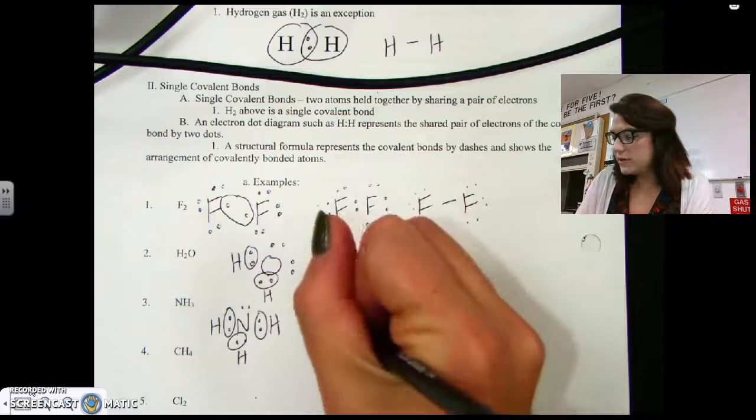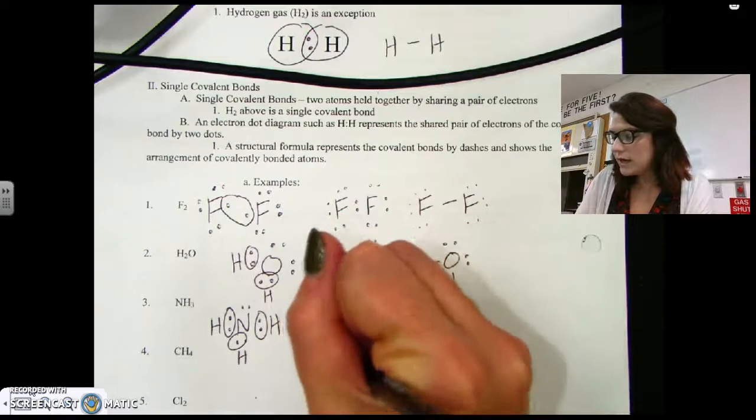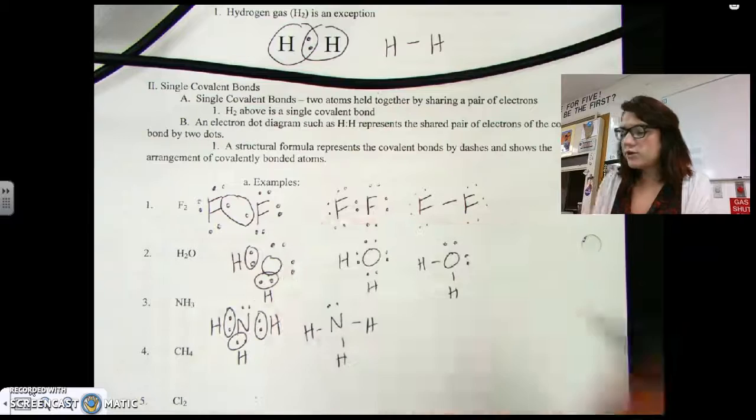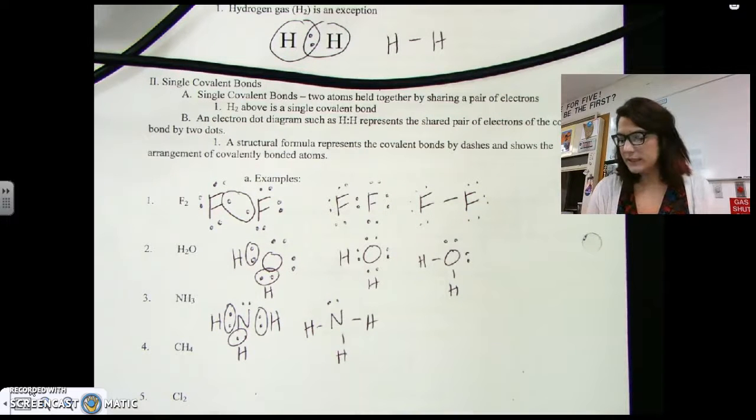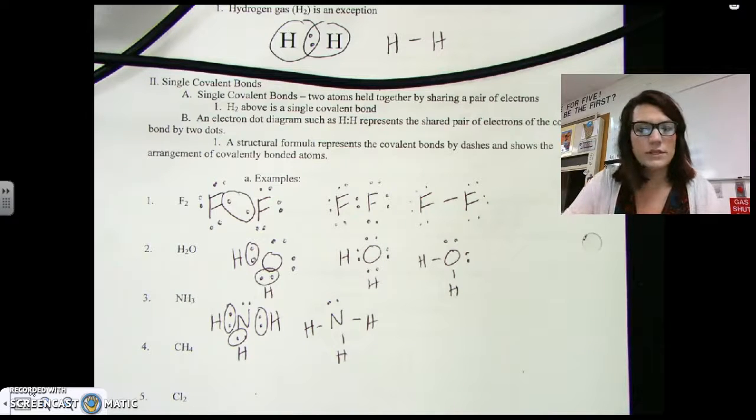So if I was to draw this with lines, the lines each represent 2 electrons, so an NH3 molecule will look something like this. Okay? So go ahead and try the last 3. And then we'll discuss this more in class. Thanks.